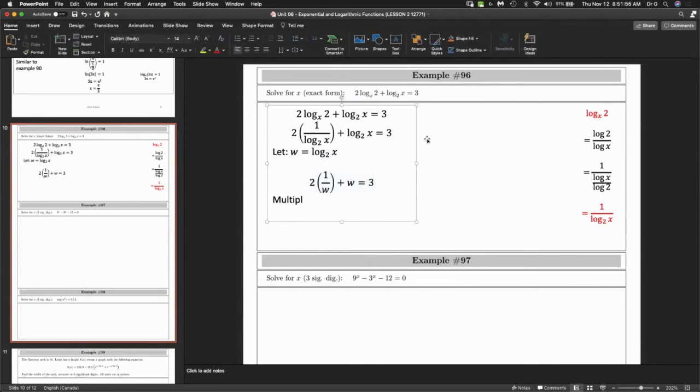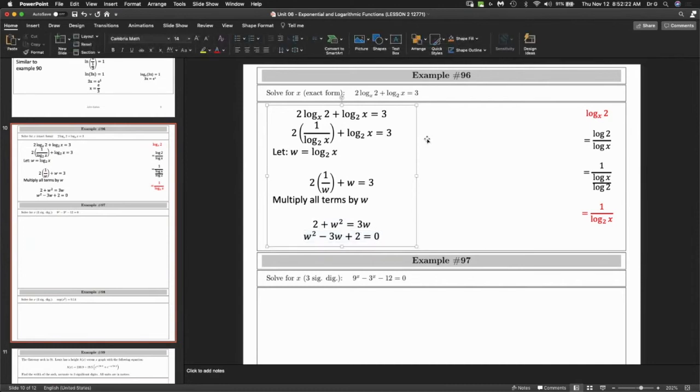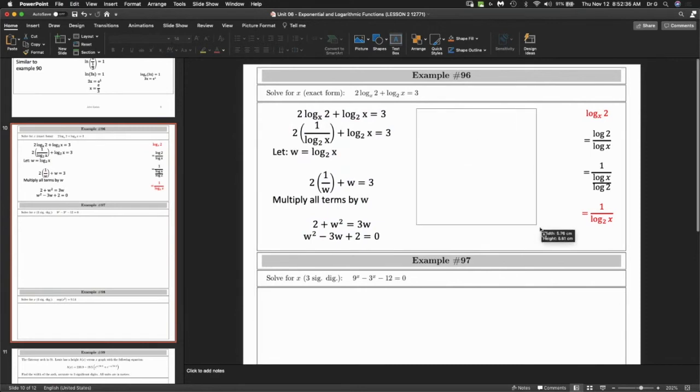And you could multiply all terms by w and that gives us 2 plus w squared equals 3w, or w squared minus 3w plus 2 equals 0. That's very good because now you have an algebraic equation which is factored, and you could get the solutions for w.